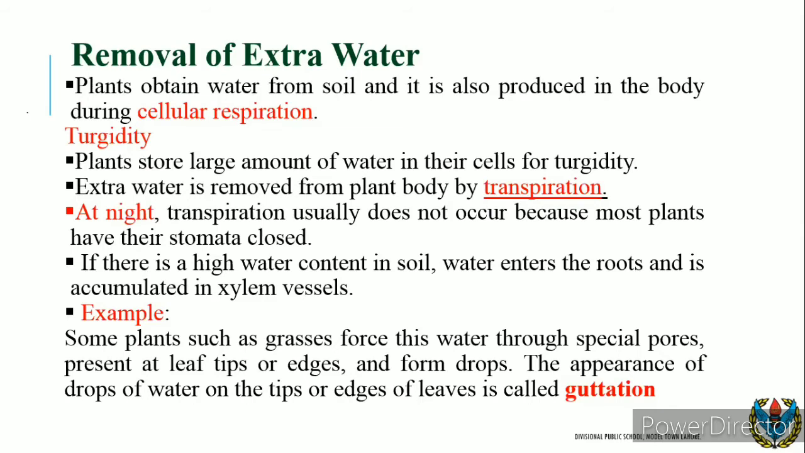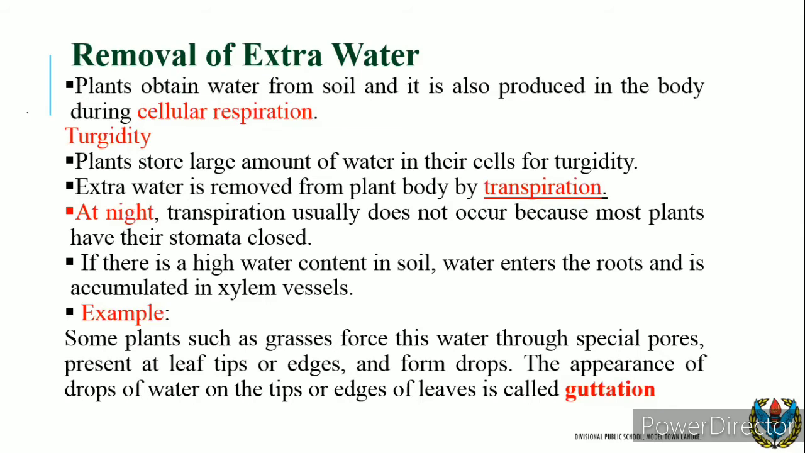So what happens if there is a high water content in the soil? Water enters the root and is accumulated in the xylem tissues. For example, some plants such as grasses force this water through special pores present at the leaf tips or edges and form drops. So the appearance of drops of water on the tips or edges of the leaf is called guttation.